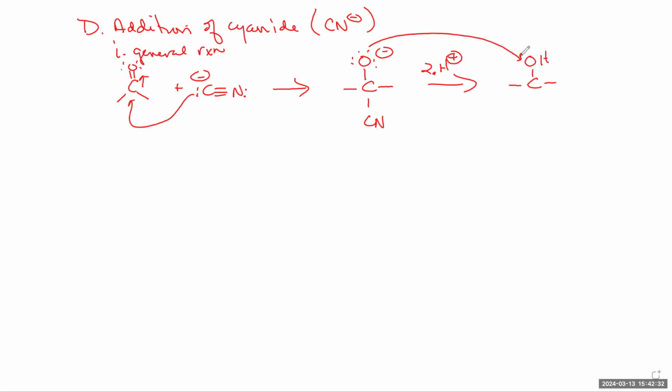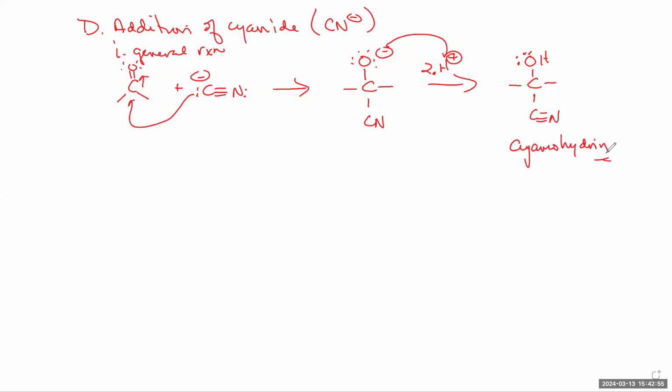So protonate. Oops, I drew that wrong. Sorry, got carried away. This will protonate, right? And you'll end up with the alcohol there and then the cyanide here. This thing, when you have an OH and a cyanide on the same molecule, this is actually called a cyanohydrin.